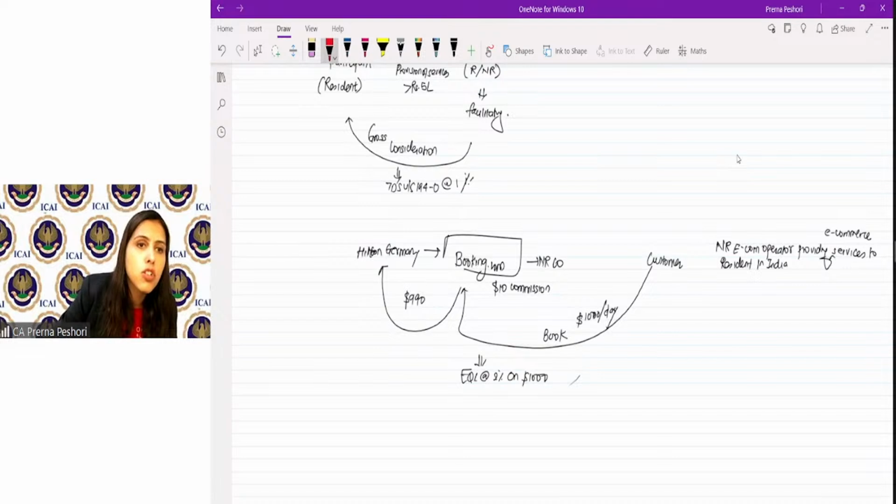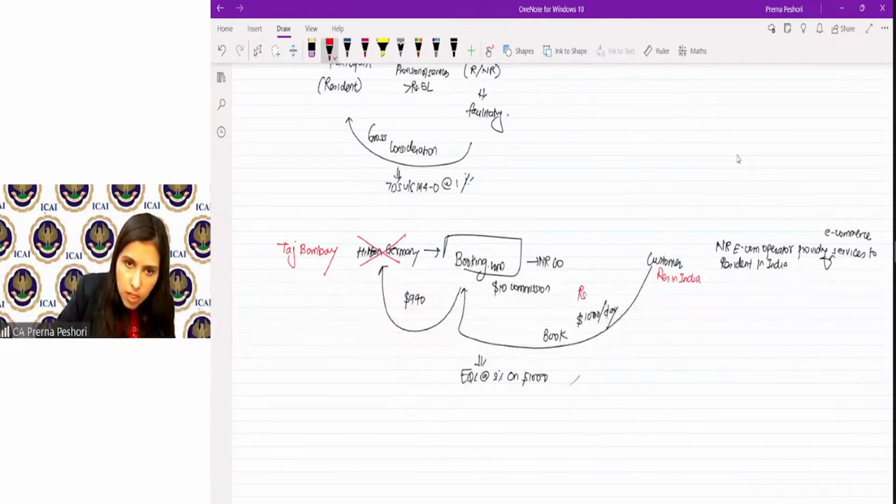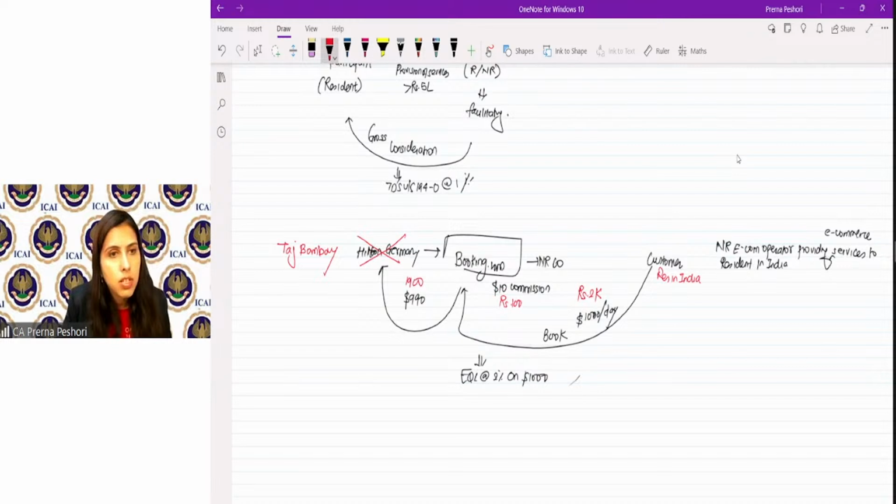Now let's say instead of Hilton, Germany, this is Taj, Bombay. I am a customer resident in India. I am paying to booking.com, let's say rupees 2,000, and it is taking, hypothetically, 100 as commission, and the balance it is paying to Taj Bombay, 1,900.